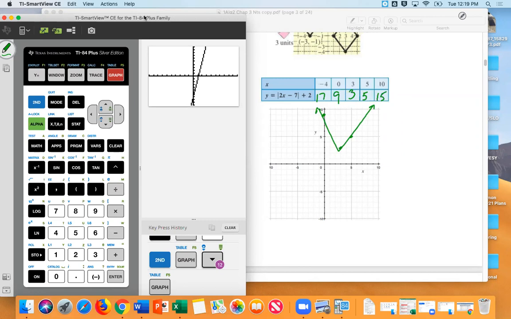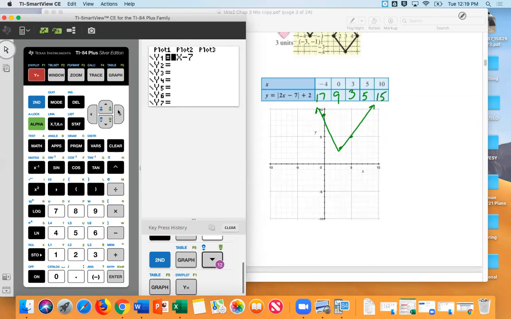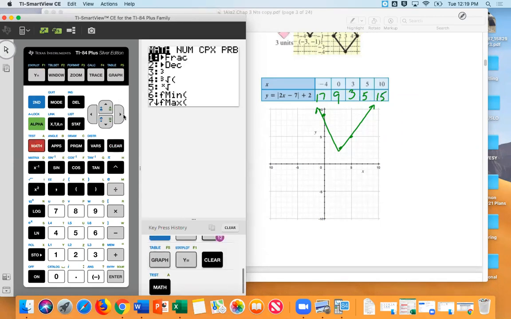That look like a V shape? Yes. Now, how do I do it on the calculator? Well, to be honest with you, I'm not 100% sure where it is. It might be in math. So let's see if I can find it. So we hit math. Okay, let's go to number. Oh, NUM.